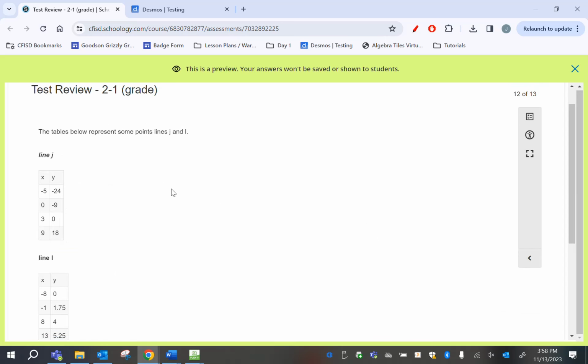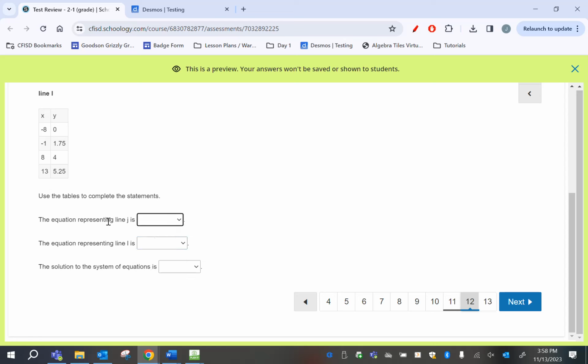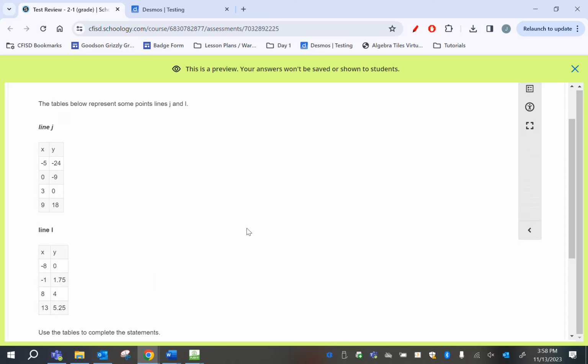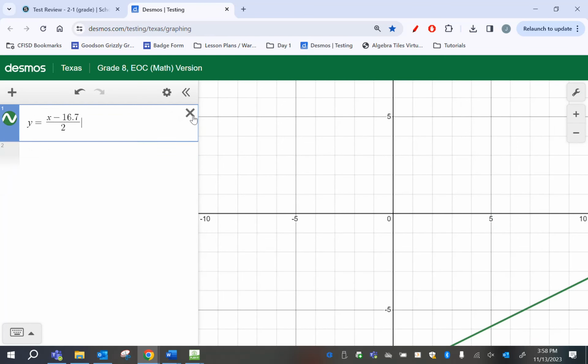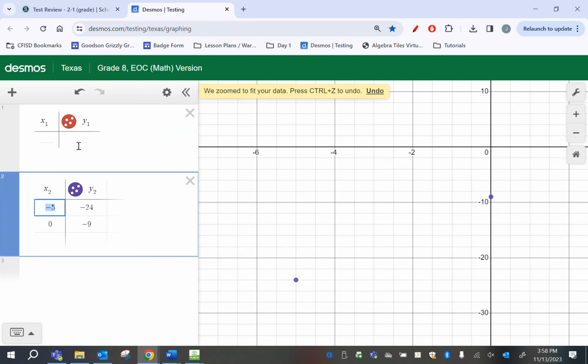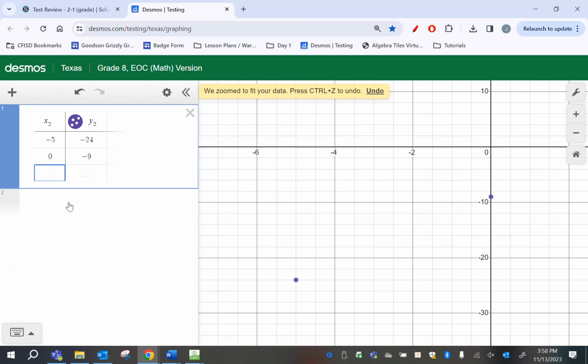This next one says the tables represent some points on lines J and L. Use the tables to complete the statements. So they give you some equations saying the equation for line J is this one, the equation for line L is this one, and then the solution to the system is one of these options. You've got Desmos. Just use it. There's a lot of different ways you can do this by hand, and we've covered them all. But at this point, you're preparing for a test where your time is very limited. So put the points into Desmos.